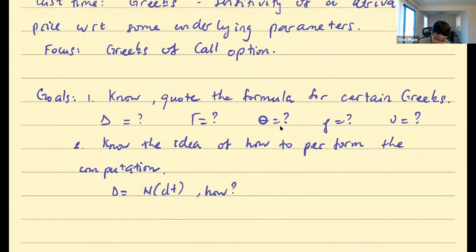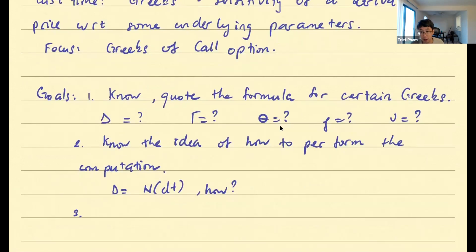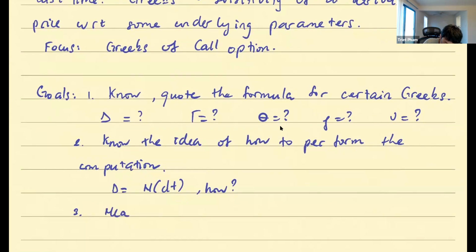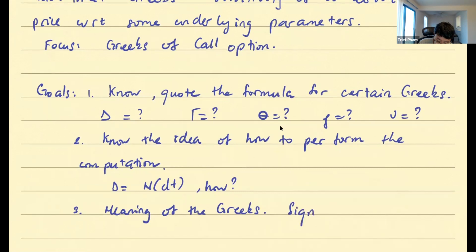And then third, which is what I want to focus on more, is the meaning of the Greeks. When you look at the Greeks, they're derivatives of something. So there are routine questions you want to ask. What is the sign? Is it always positive, negative, or either? Because a positive derivative means it's always increasing, negative means always decreasing. That's super important. For example, vega is always positive for both call and put options.